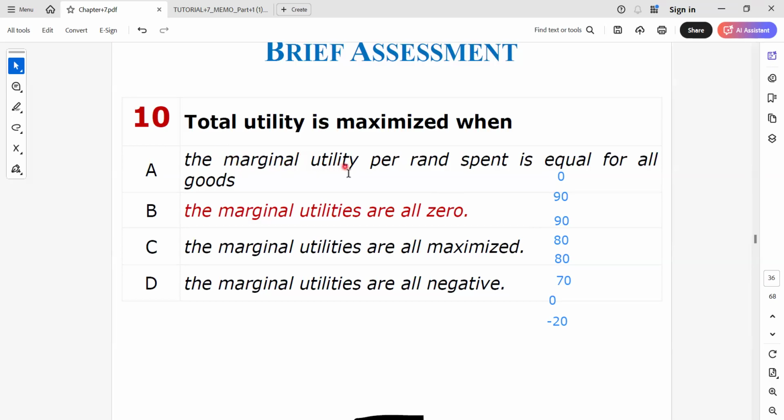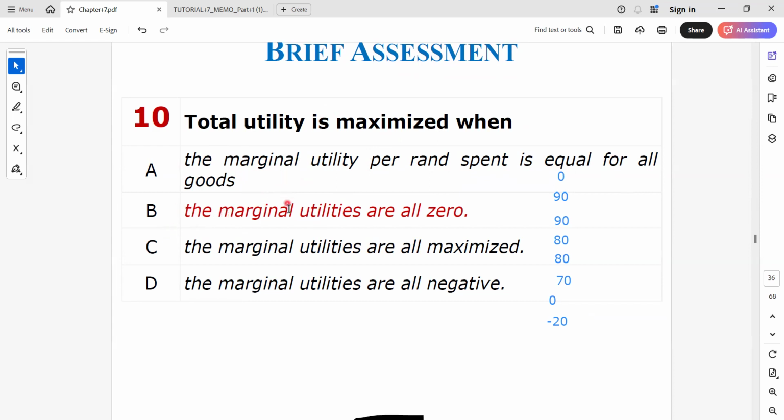Okay, so here they say the marginal utility per rand spent is equal for all the goods. No. Now, if they're saying the marginal utility per rand is equal for all the goods, this might be true, but it also has to be equal in all the goods, and all the income must be used for utility to be maximized. So this one is not complete.